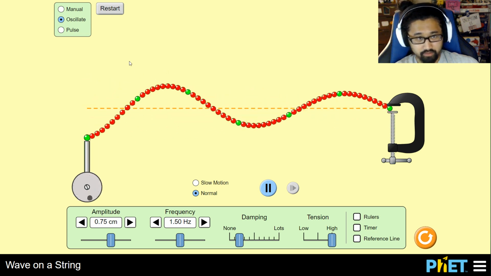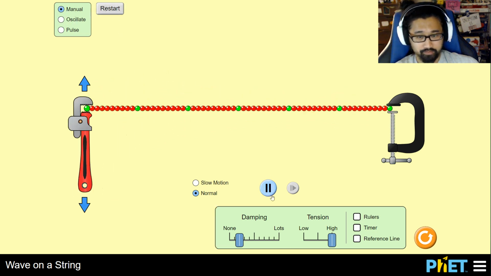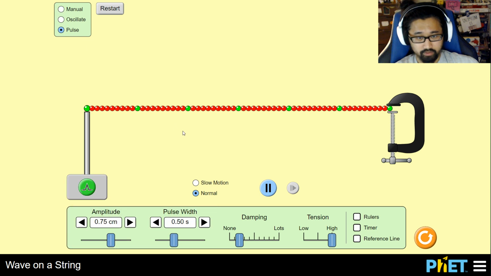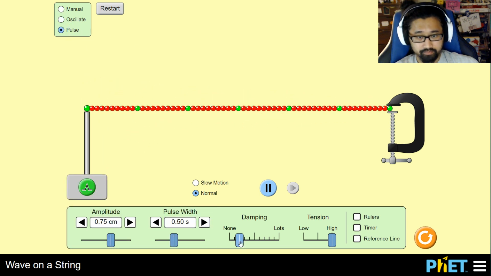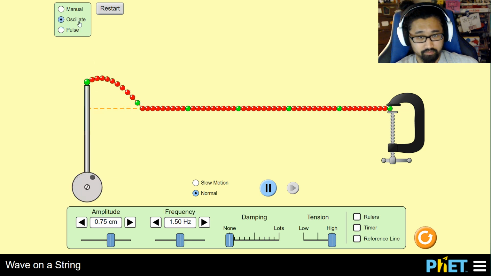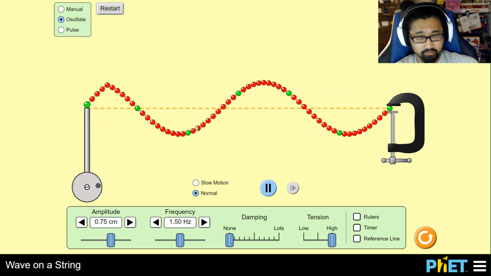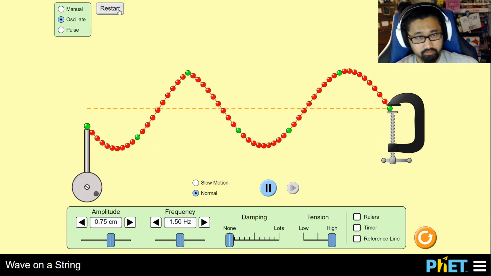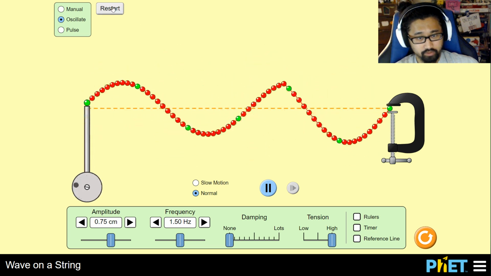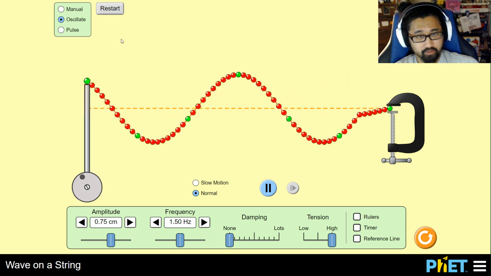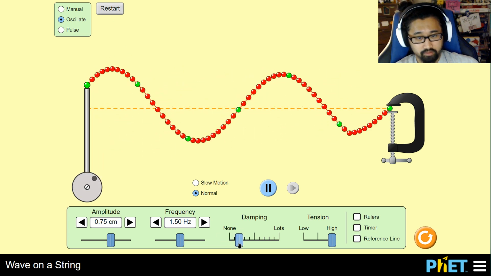Hang on. Go back to manual. Can I go into here? Okay. And do this. Man. There's no way to... Okay, there is no way. Let's put the damping back on.